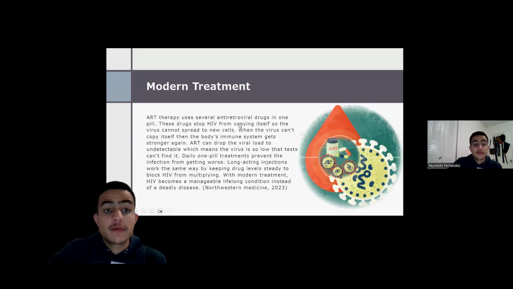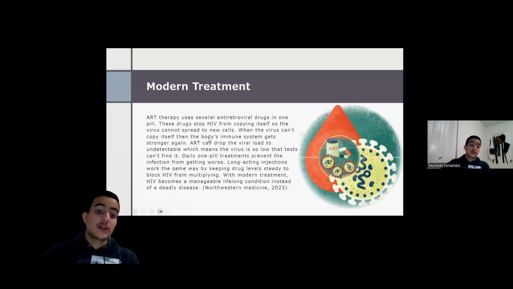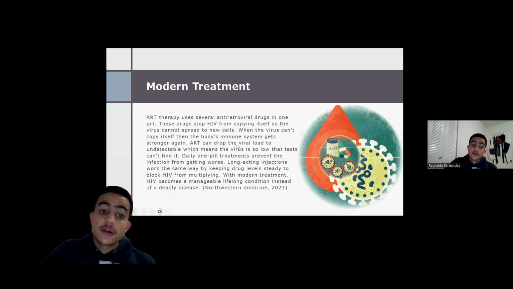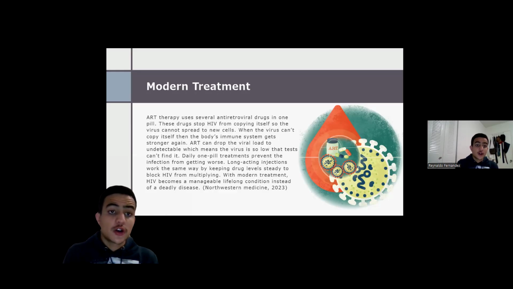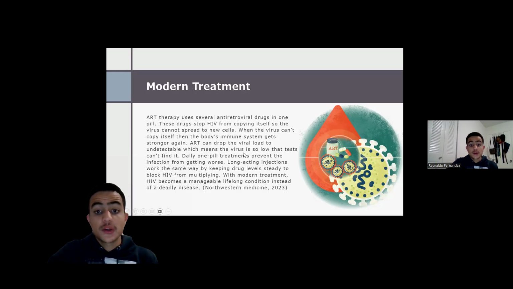These drugs stop HIV from copying itself so that the virus cannot spread to new cells. When the virus cannot copy itself, the immune system gets stronger again, can start fighting germs, start fighting infections, and can start fighting abnormal cell growth. And we don't have people developing cancer anymore. We have people getting over common colds and things like that. And then ART can drop the viral load to undetectable, which means the virus is so low that the test cannot even find it, and it's not even transmittable to other people through sexual contact.